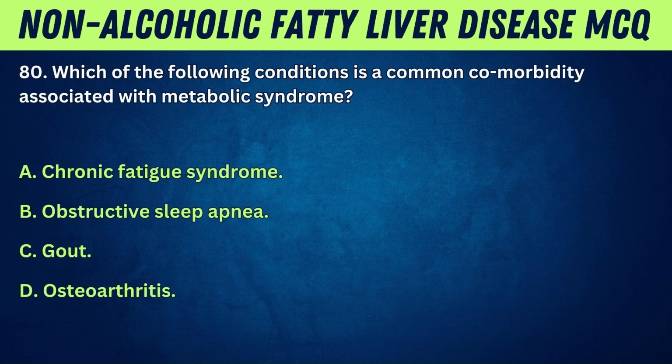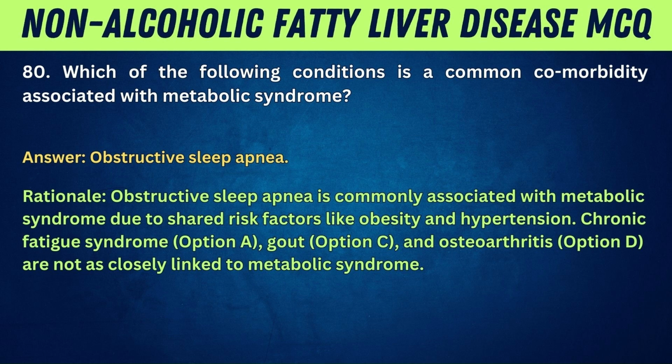80. Which of the following conditions is a common comorbidity associated with metabolic syndrome? A. Chronic fatigue syndrome. B. Obstructive sleep apnea. C. Gout. D. Osteoarthritis. Answer: obstructive sleep apnea. Rationale: obstructive sleep apnea is commonly associated with metabolic syndrome due to shared risk factors like obesity and hypertension. Chronic fatigue syndrome, option A, gout, option C, and osteoarthritis, option D, are not as closely linked to metabolic syndrome.